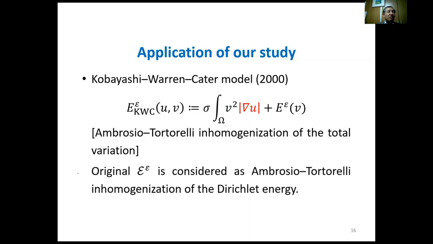This is the original definition of the Kobayashi-Warren-Carter energy. It is different from Ambrosio-Tortorelli. This is now a total variation instead of Dirichlet energy. So in some sense, Ambrosio-Tortorelli put a weight to make the Dirichlet term inhomogeneous. So this can be regarded as an inhomogenization of the total variation, not the Dirichlet energy. Originally, Ambrosio-Tortorelli considered the inhomogenization of Dirichlet energy.